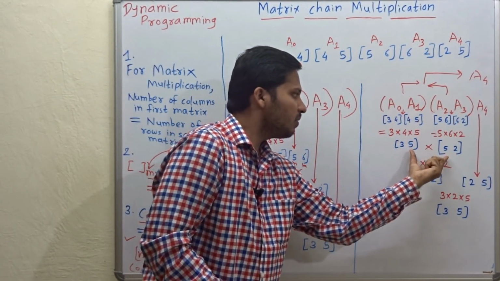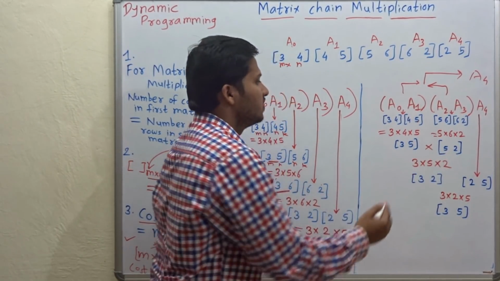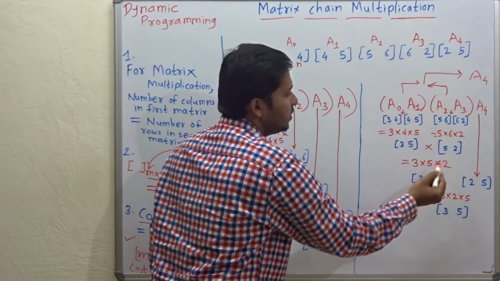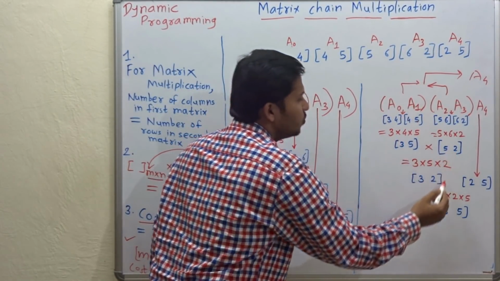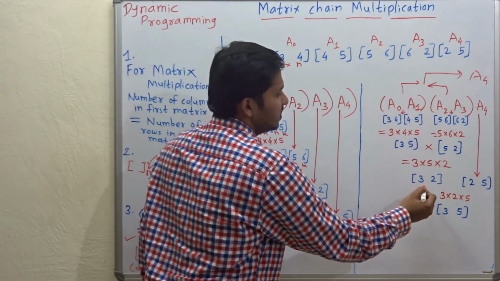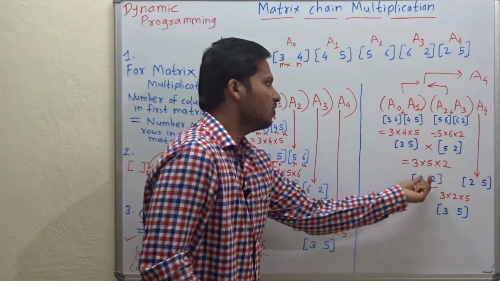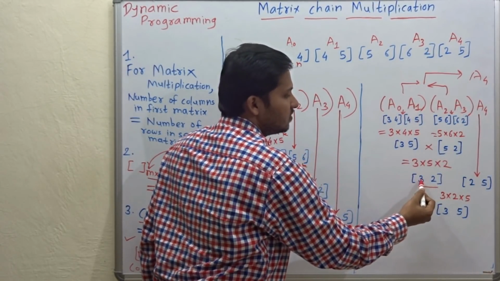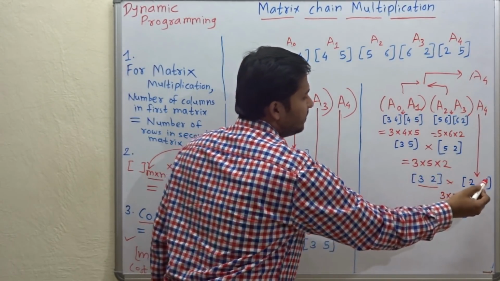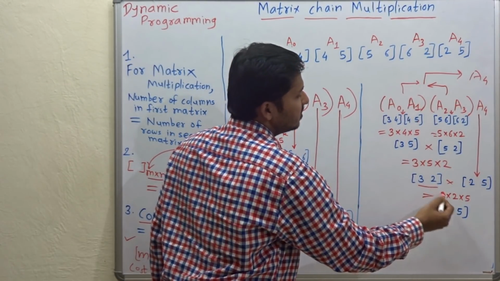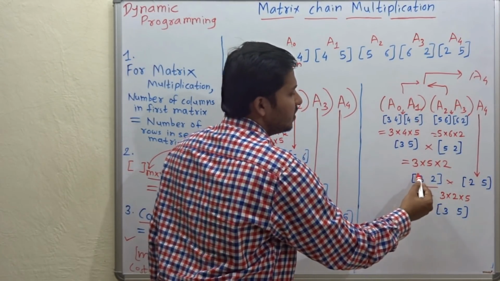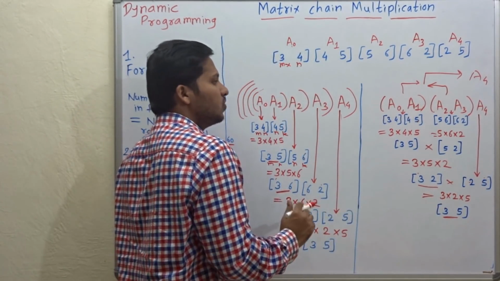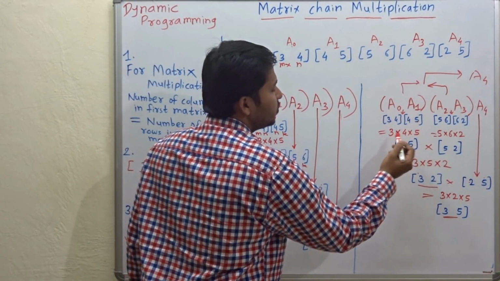Now you have to multiply these two, right? So 3 by 5 into 5 by 2. So the cost is 3 into 5 into 2 and the result will be 3 by 2. Okay. Now this 3 by 2 is the result. Now this result should be multiplied with A4, right? So 3 by 2 into 2 by 5. So the cost will be 3 into 2 into 5 and the result will be 3 by 5 here. Okay. So let's see what is the total cost. So 3 into 4 into 5.